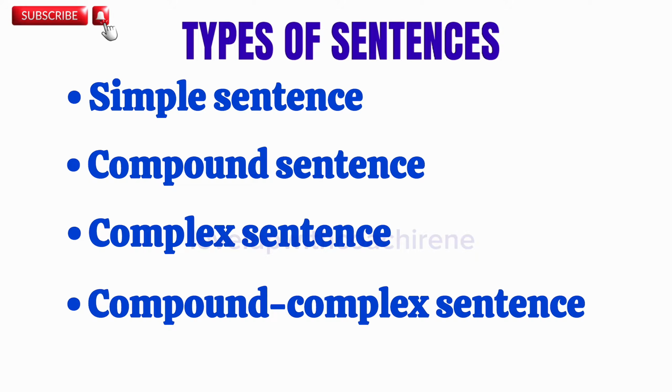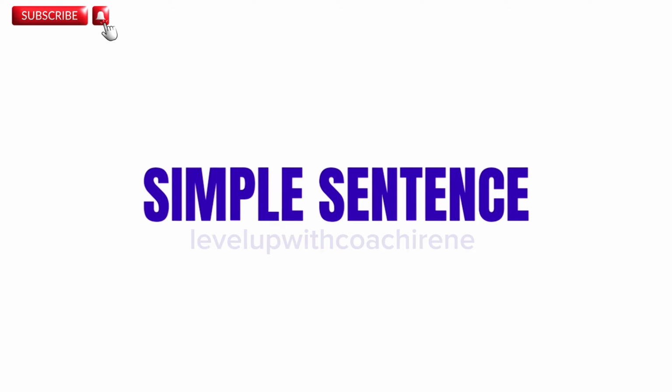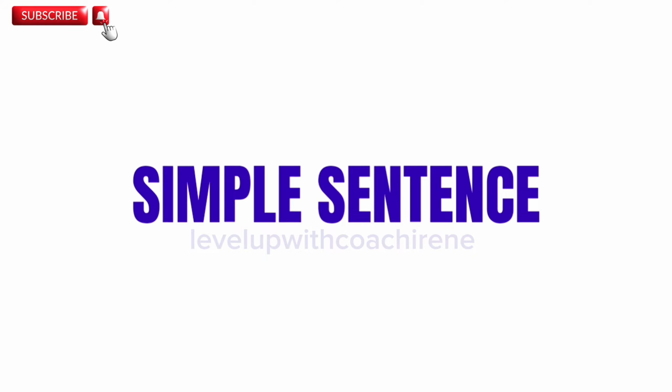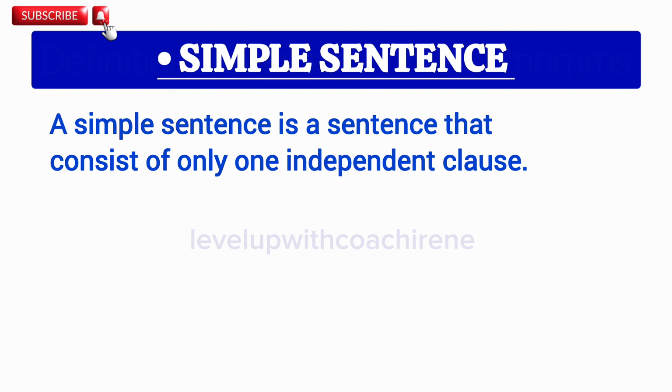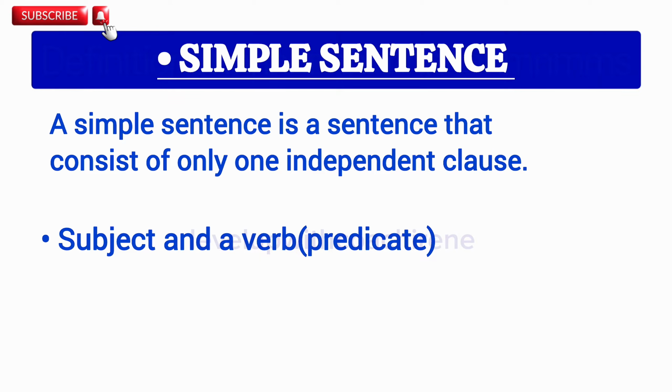Let us begin with simple sentence. What is a simple sentence? A simple sentence is a sentence that consists of only one independent clause, which means it has a subject and a predicate or verb and expresses a complete thought.